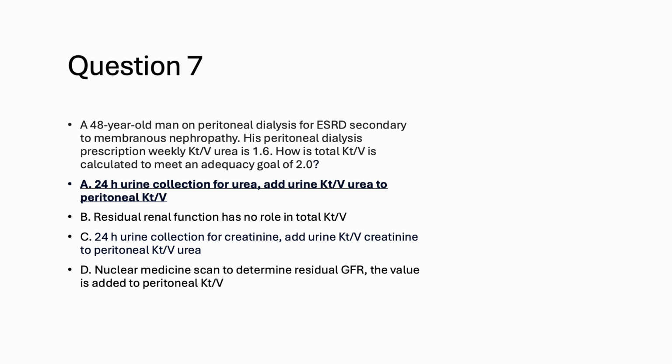C, the calculation for creatinine is nice if you want to calculate creatinine clearance weekly, and we do that, and we would like it maybe to be over 50, but the KT over V applies to urea, not creatinine.